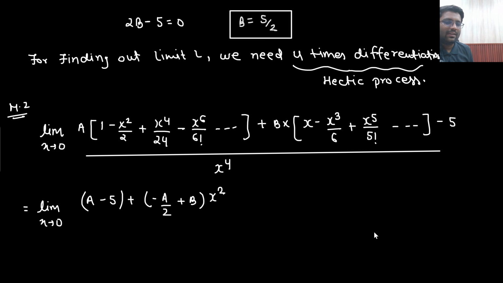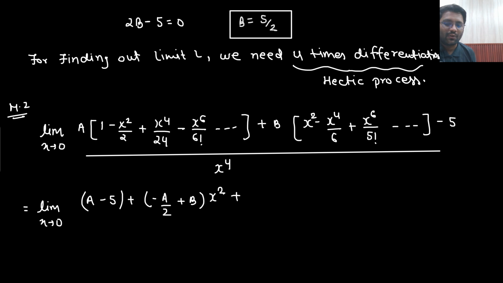Can you get x to the power 3? Here x to the power 3 is given, no? But this x to the power 3 is being multiplied with x. Basically this x has gone inside, so this has become x square, this has become x to the power 4, this has become x to the power 6. This x has gone inside, right? So can you get x to the power 3 from here? x to the power 3 is not coming. From here as well, x to the power 3 is not coming.